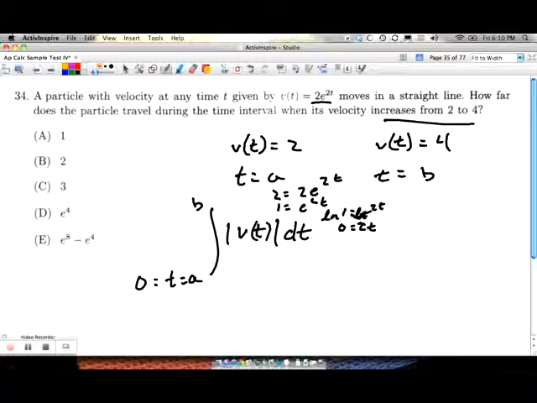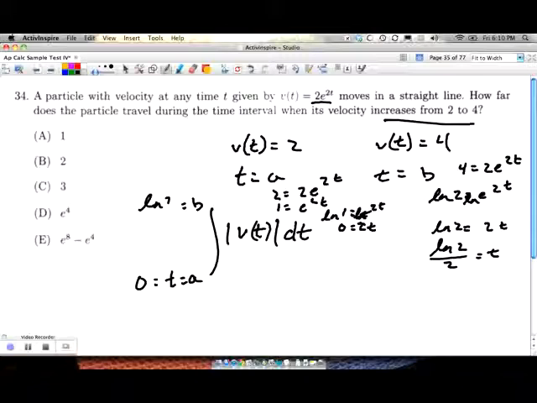So a equals 0. Over here, if 4 equals 2e to the 2t, then 2 equals e to the 2t if I divide both sides by 2. Then I take the natural log of both sides. The natural log of 2 equals 2t. So natural log of 2 over 2 equals t. So that's my b. That's natural log of 2 over 2, or 1/2 of natural log of 2, or natural log of square root of 2. There's a lot of different ways to write that.